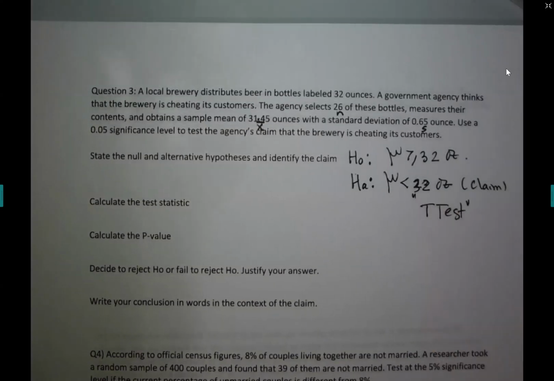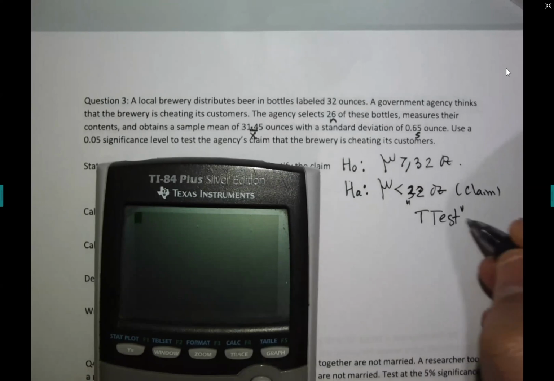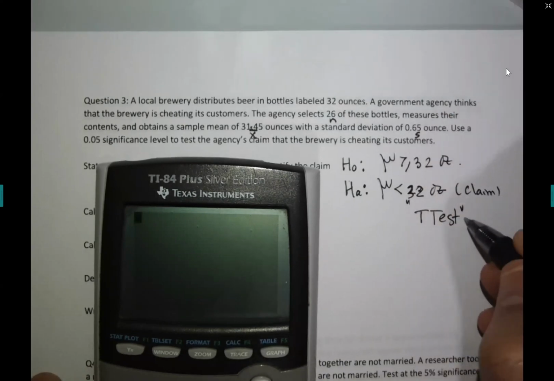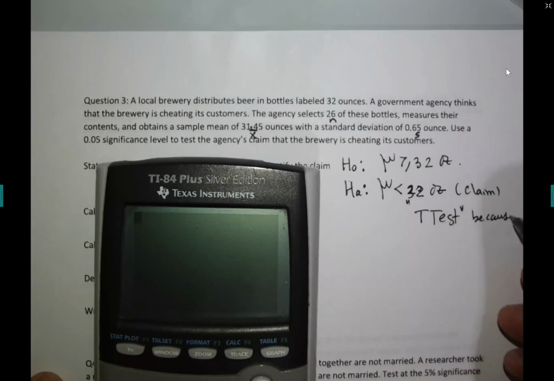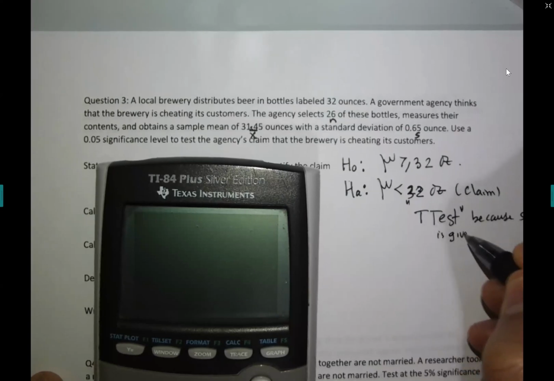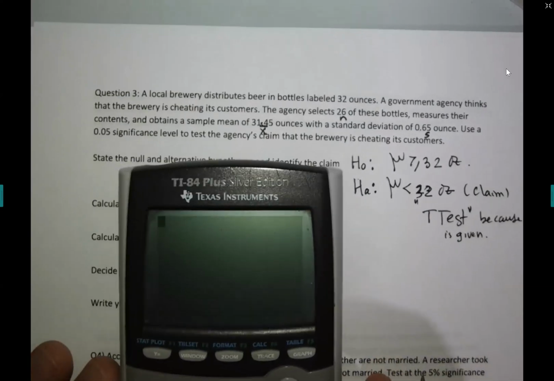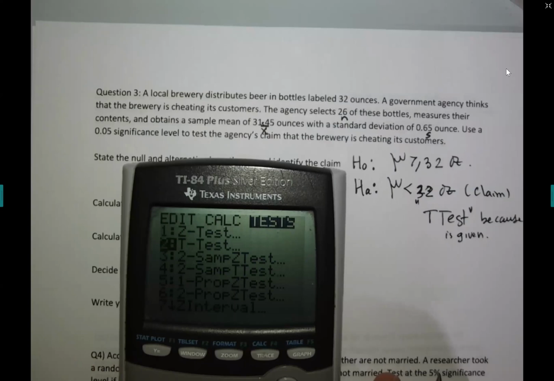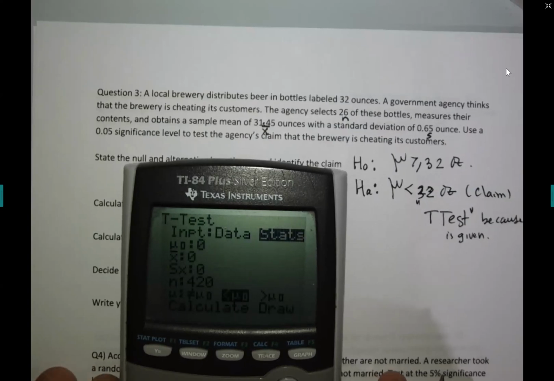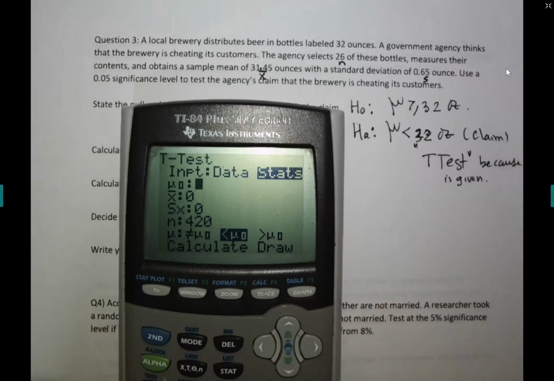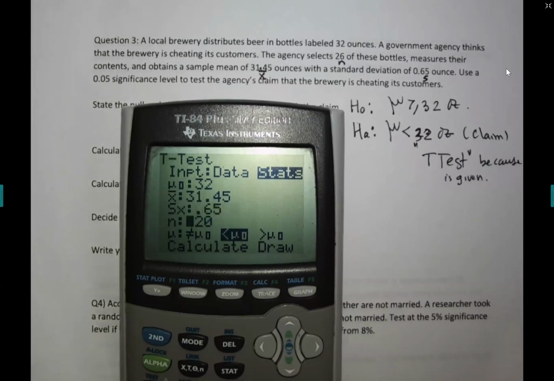Let's do this. T-test, why? Because s is given. He gives us s. Remember, s means sample standard deviation. All right, stat, tests, T-test. Mu0. Under mu0, you have to put the value in the null hypothesis, 32. x bar, 31.45. s, 0.65. n, how many? 26.